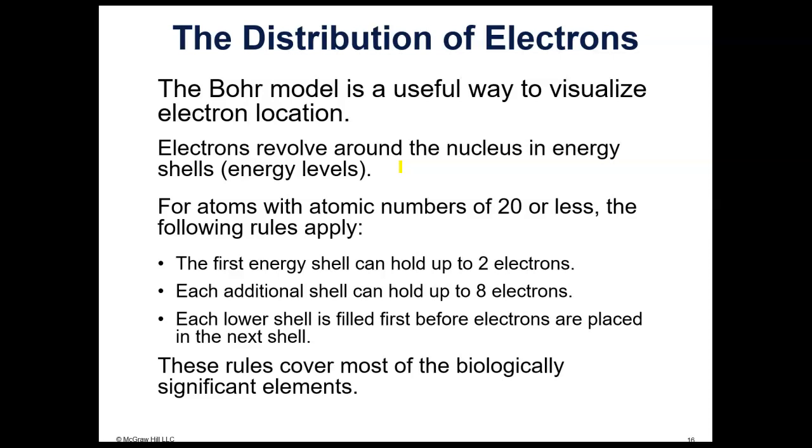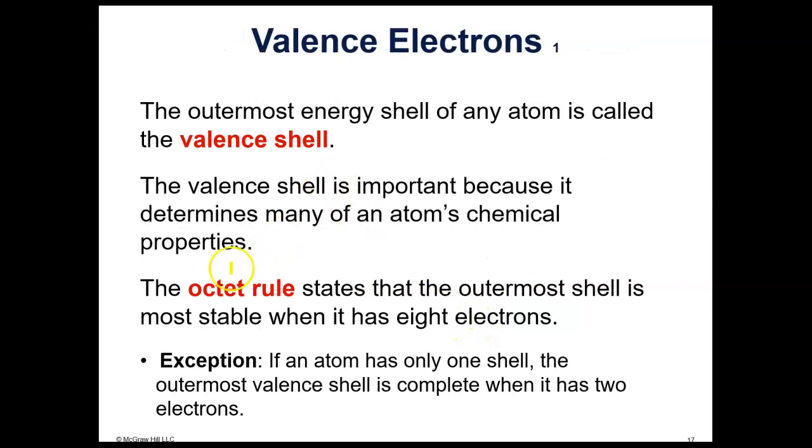What we're going to talk about is where electrons are located, because it's the electrons, especially the ones that are furthest away from the nucleus of the atom, that determine the chemical properties. The closest electron shell to the nucleus is called the first energy shell, and it can hold up to 2 electrons. After that, if there are more electrons, the additional shells can hold up to 8 electrons. This is called the octet rule. The octet rule, octet meaning 8, states that the outermost shell of an atom is most stable when it has 8 electrons. The outermost shell is also called the valence shell.